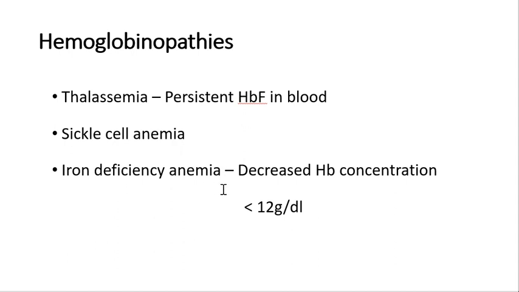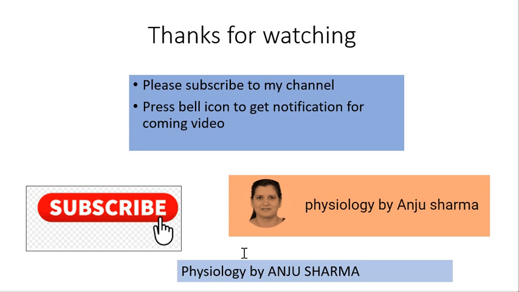Iron deficiency anemia is a decreased Hb concentration of less than 12. Mild anemia is 8 to 12, moderate is 5 to 8, and below 5 is severe anemia. Oxygen carrying capacity of blood is reduced in that. So we have covered approximately every aspect of hemoglobin, starting from structure, different varieties of hemoglobin, forms of hemoglobin, fate of hemoglobin, and derivatives of hemoglobin.